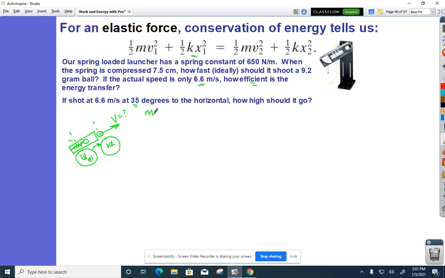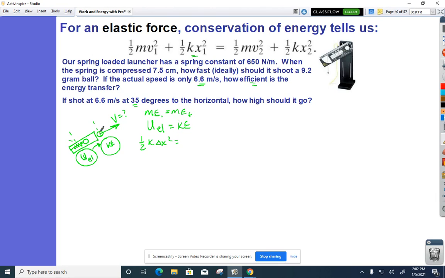So I take my general statement, ME_i is equal to ME_f. That's, again, a fundamental law of nature. If we have no non-conservative forces acting, no dissipative forces able to remove some of that energy and put it into non-mechanical forms, then we can use conservation of mechanical energy. What I'm starting with here is U elastic, and I'm going to end with kinetic energy of that ball. So 1/2 k Δx squared, that's the initial mechanical energy that we have. It's in the form of elastic energy.